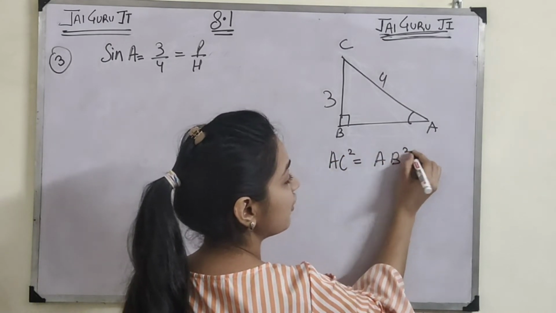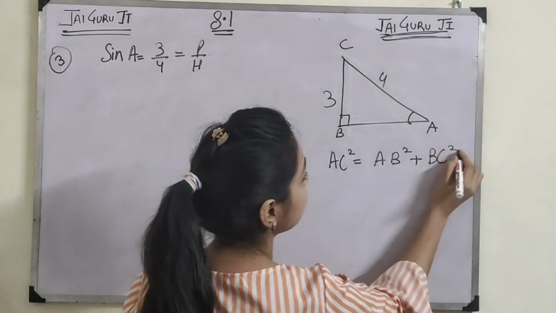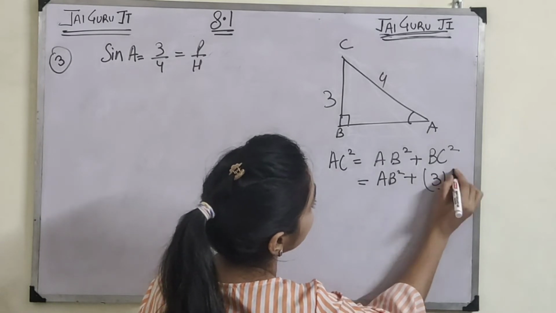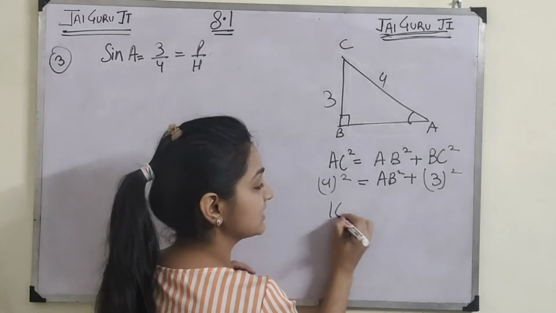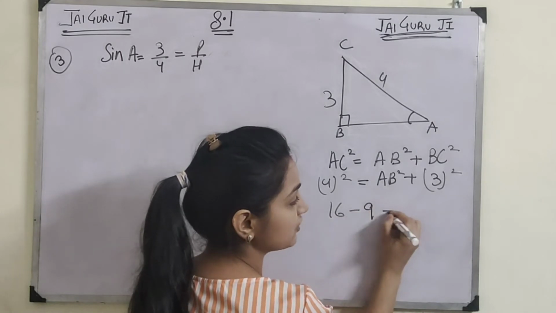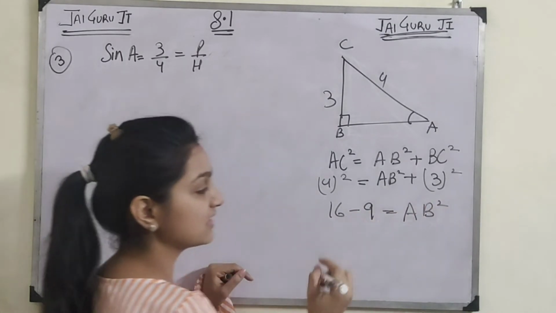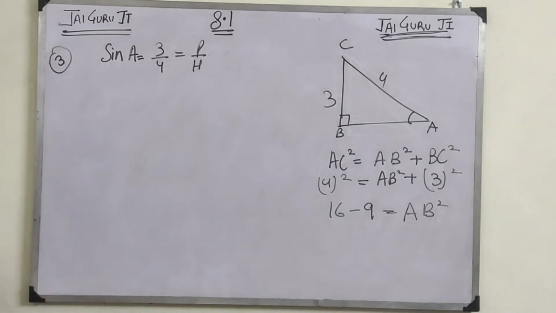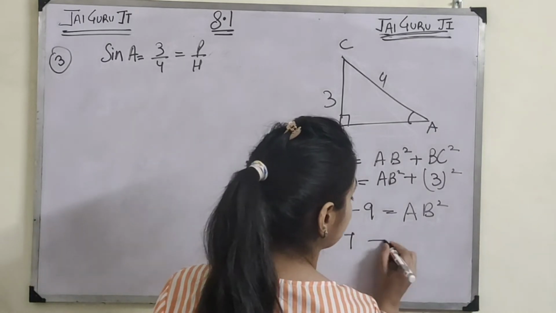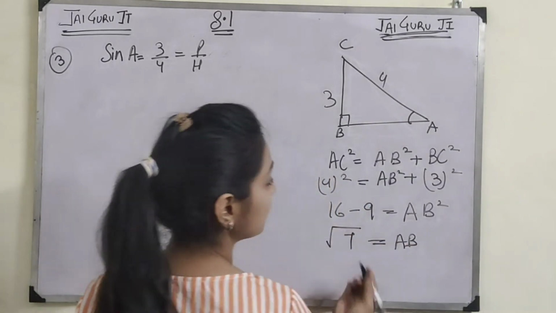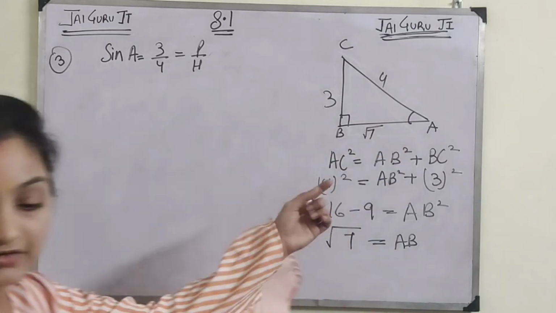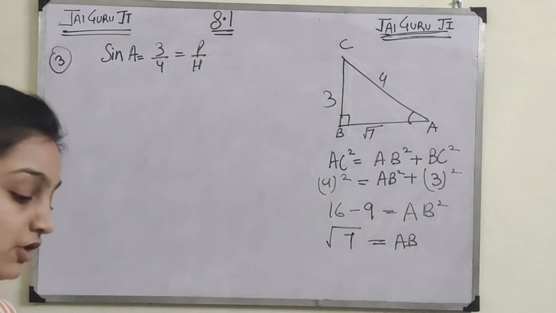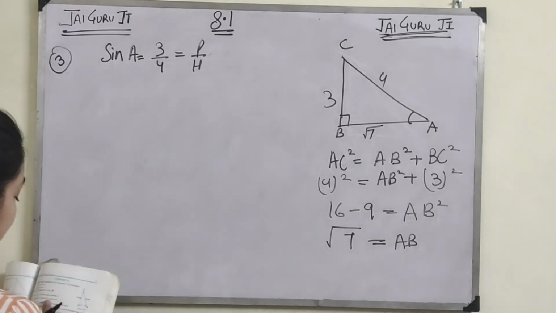Again, I am using Pythagoras. You have to use it in each question. This would be 3 ka square. This is 4 ka square. 4 ka square is 16. 3 comes here and 9 becomes minus. 16 minus 9 is, what is 16 minus 9? 7. AB would come root 7. Root 7, as 7 is a prime number, it would be root 7. So this is base. Now they are saying in the question that you have to calculate cos A.